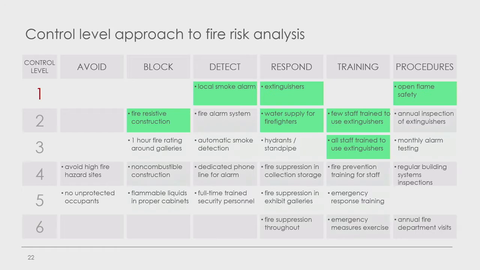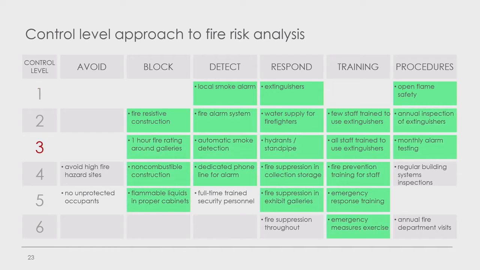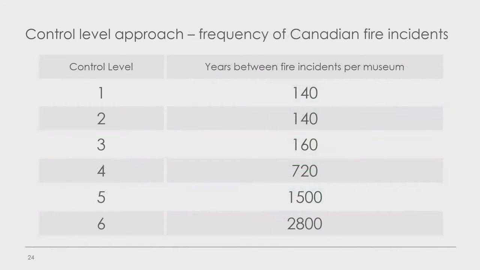And here's another example, an institution at control level 3, an institution that has fire suppression in collection spaces and comprehensive fire safety training for staff, but is located on a site with high fire hazards and where certain fire safety procedures are not practiced.